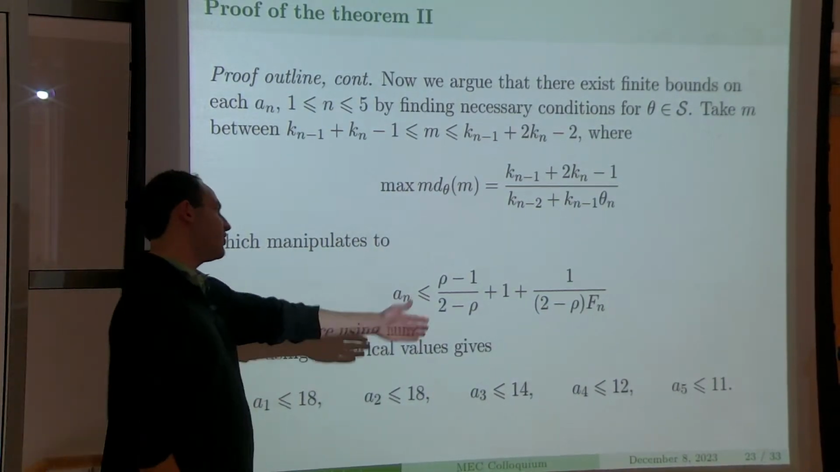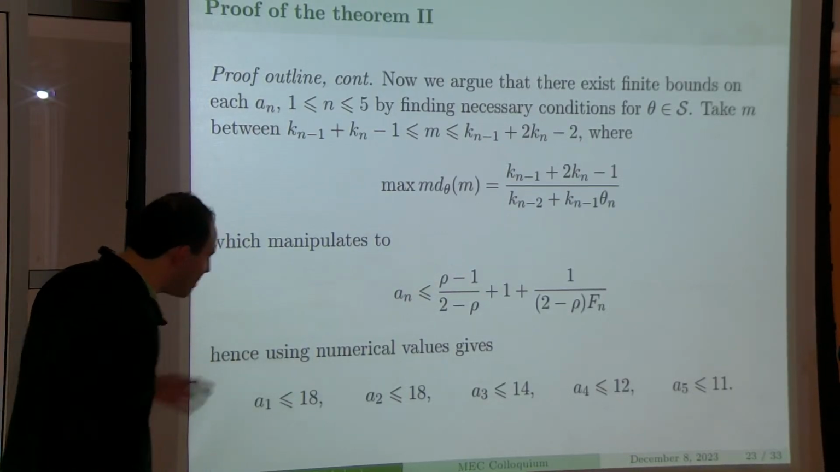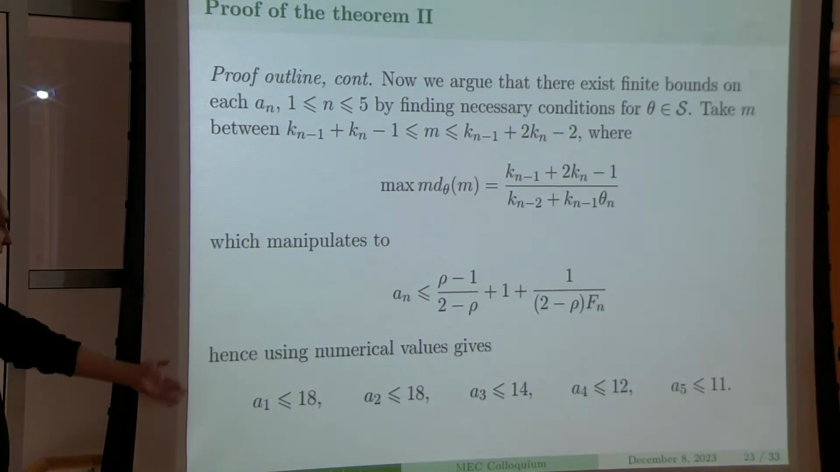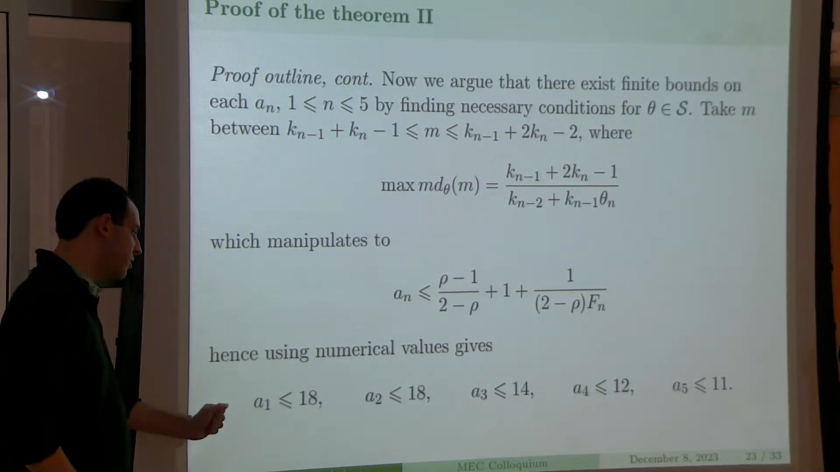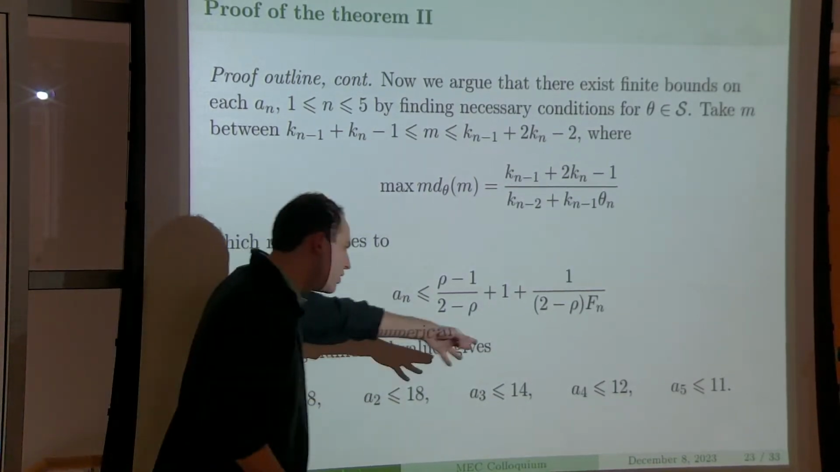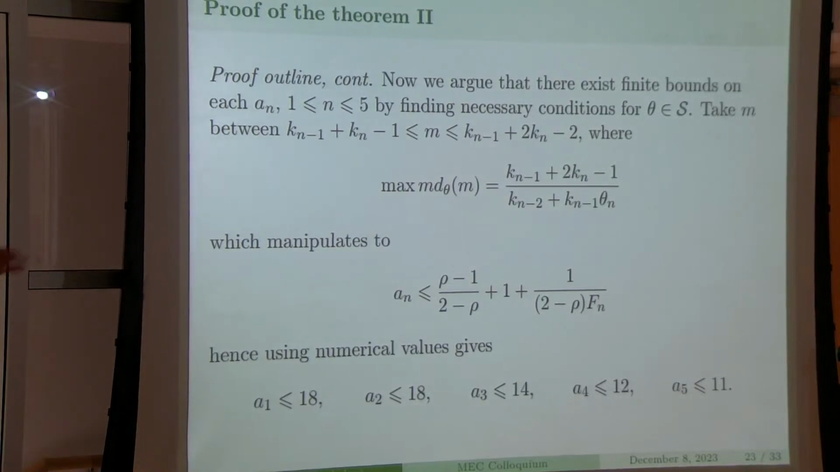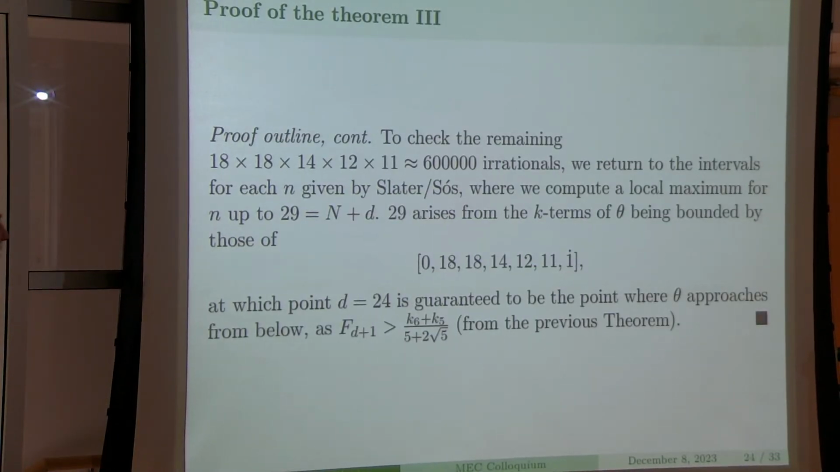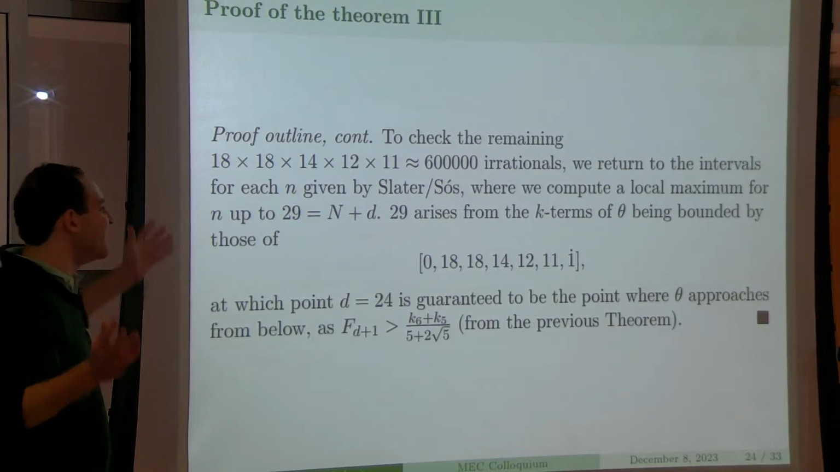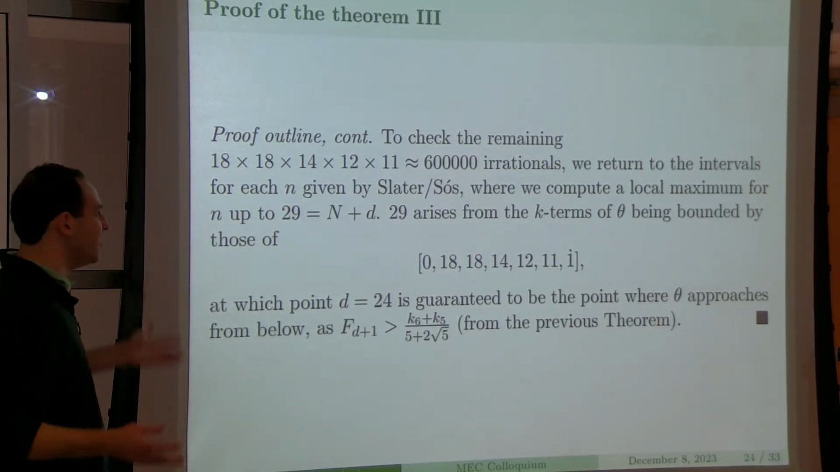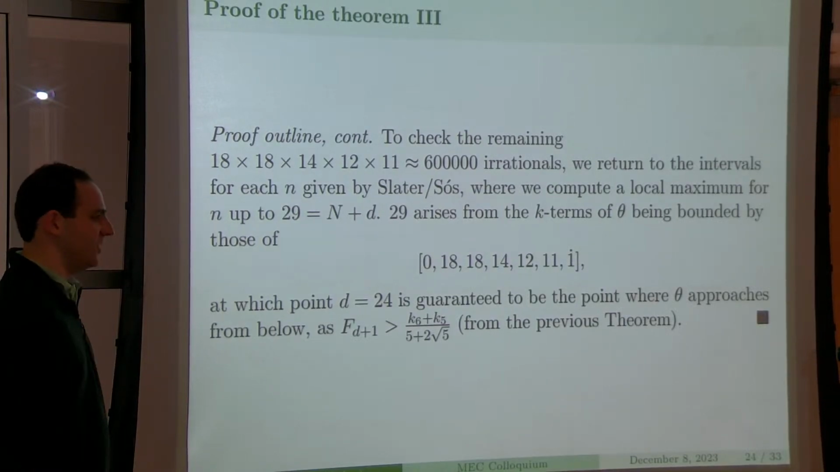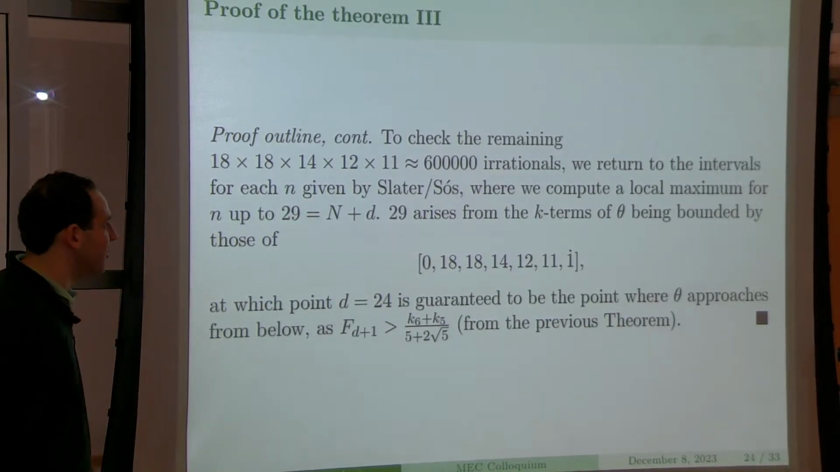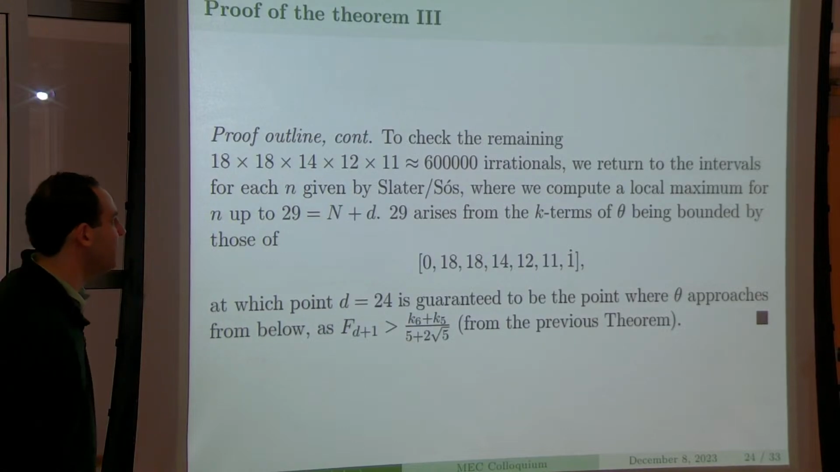And none of these numbers are actually all that big. In particular, we know that a1, 2, 3, 4, 5 are all positive integers. They start at 1, and go up to at most 18, 18, 14, 12, 11. So the total number of numbers that we need to check is about 600,000. Not a terribly large number. Computers these days can handle that in a heartbeat. I think I ran the code, it took like a minute. Not a very long time.